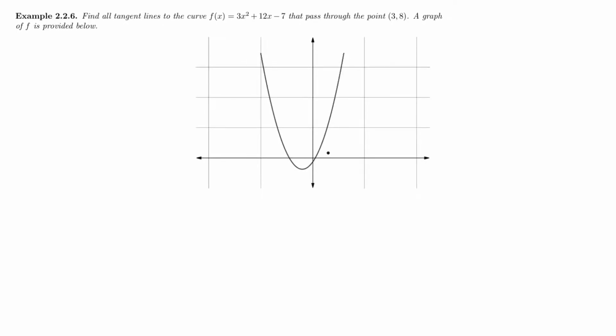All right, so another example. 2.2.6, find all tangent lines to the curve that pass through the point 3, 8. A graph of f is provided below. So we want to find all lines tangent to this curve that pass through this point. And by passing, the tangent line has to pass through the point. So like, I mean, this is not a perfect picture.